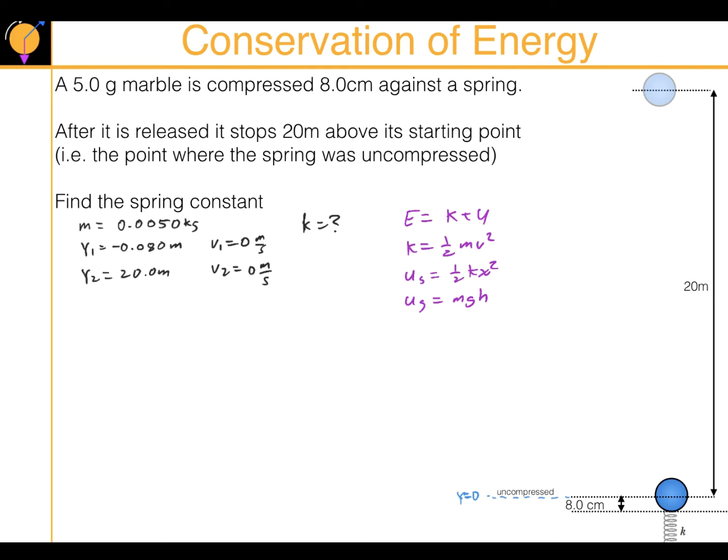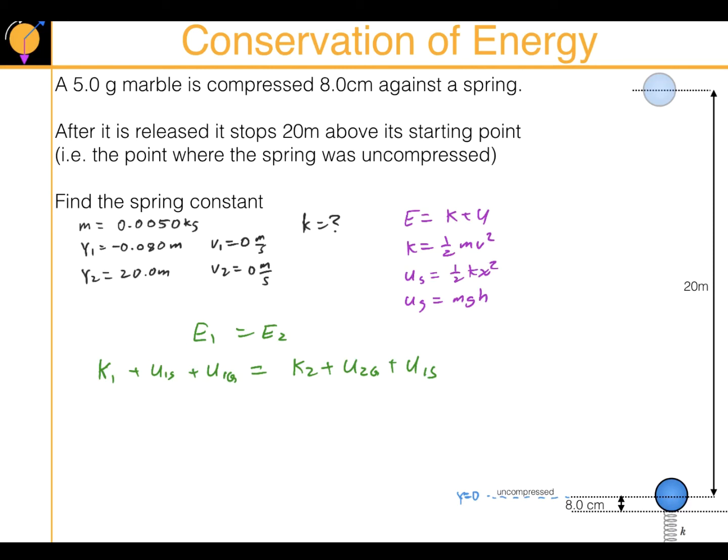So we have a lot of information here. So let's write down our conservation of energy equation. E initial equals E final. So let's write down all the possibilities. There's the initial kinetic energy plus initial spring potential energy plus initial gravitational potential energy. And then at the end, there's K final plus final gravitational potential energy plus final spring potential energy.